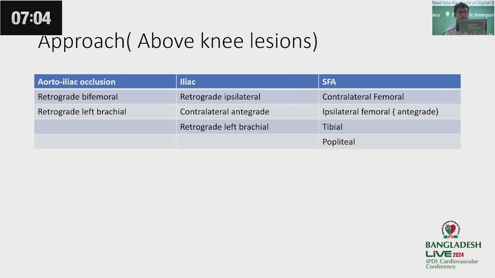Approach to above the knee lesions, in case of iliac lesions and SFA occlusions. Our access site in case of iliac lesions was retrograde or bifemoral, retrograde left brachial. In case of iliac lesions, retrograde ipsilateral, contralateral antegrade, and retrograde left brachial. In case of SFA, contralateral femoral, ipsilateral femoral antegrade, tibial or popliteal sites.